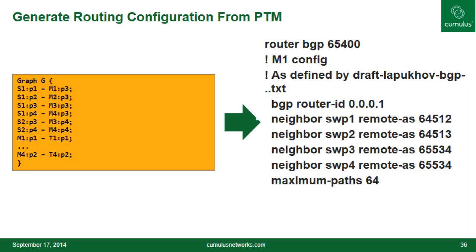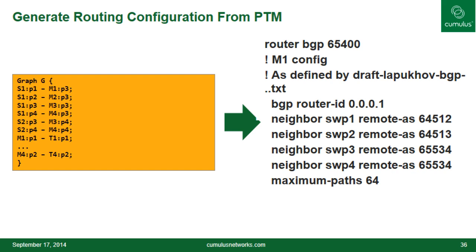All you need is the physical cabling plan of the network and a few other attributes to be specified, such as whether you want to use OSPF or BGP, and we can generate all the routing configuration for you for every single node. This is an example of how you can look at a network-wide configuration and map it to node-specific configuration. So we see PTM not just as a mechanism to do cabling correctness, but as a mechanism for us to define what we expect of the network.